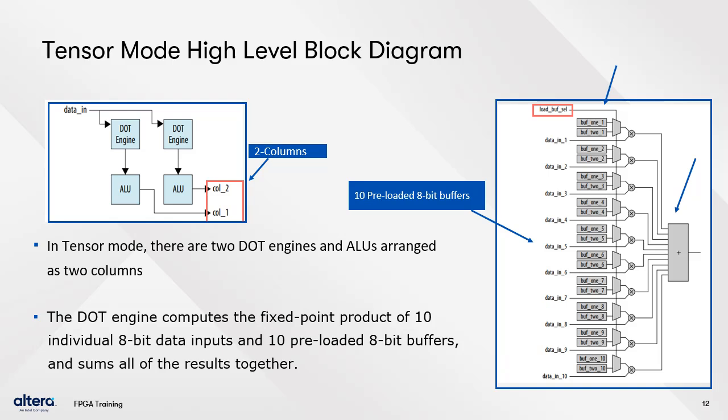In tensor mode, there are two dot engines and ALUs arranged as two columns. The dot engine computes the fixed point product of 10 individual 8-bit data inputs and 10 preloaded 8-bit buffers, and sums all of the results together. A load buffer select signal controls which set of weights is active. This allows one set to be updated while the other set is being used for computations. The dot product outputs from each column are fed into independent ALUs.